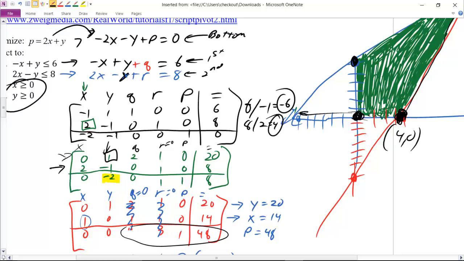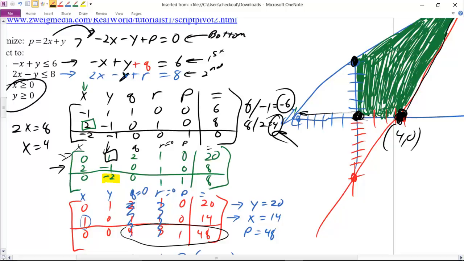So what you're actually doing is just finding x-intercepts. Because when we know we're walking to an x-intercept, we know all of our other variables are 0. So therefore, let y be 0, let q be 0, let r be 0, let p be 0. So what we're really just saying is 2x equals 8. And if I solve for that, that gives me x equals 4. That's what's going on with the ratio. It's just a quick way of saying find your x-intercepts.